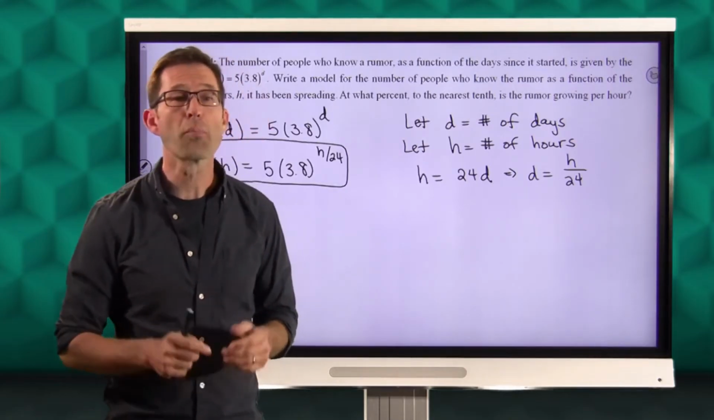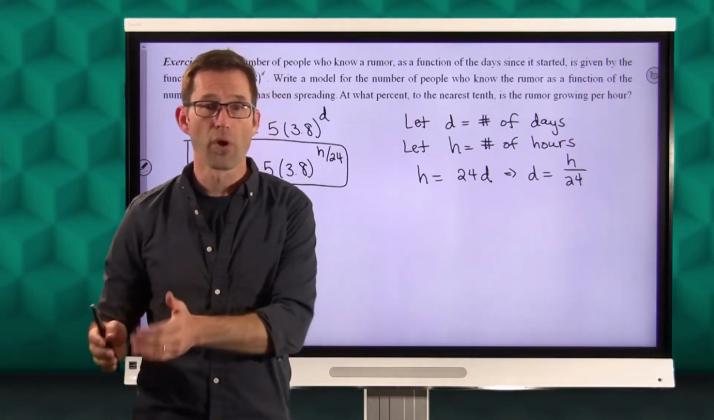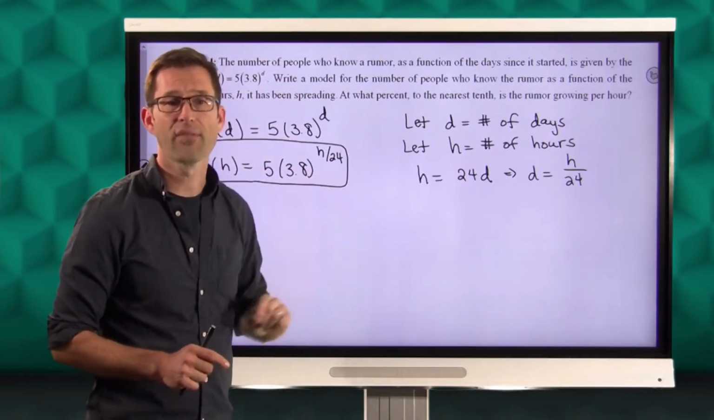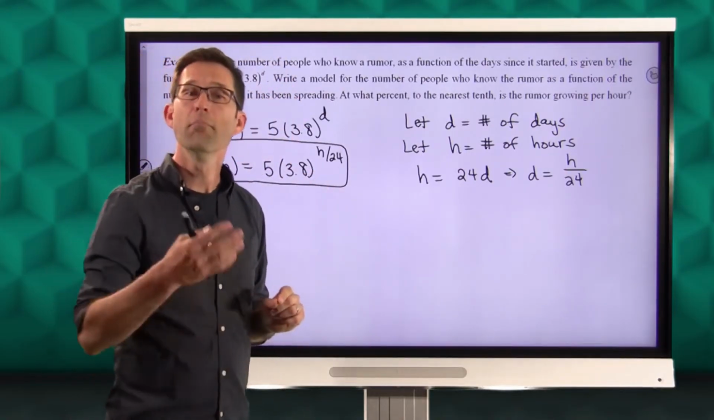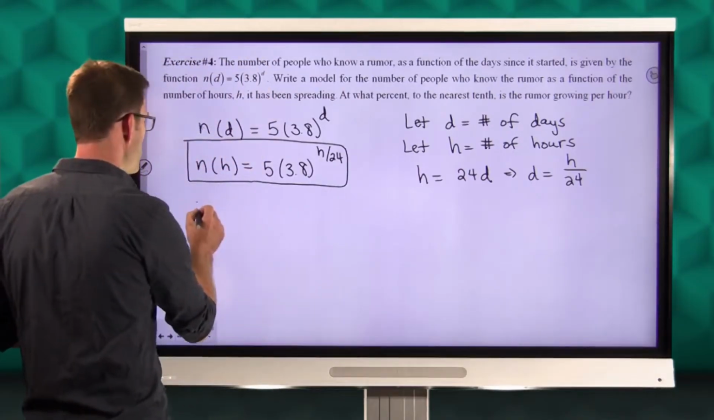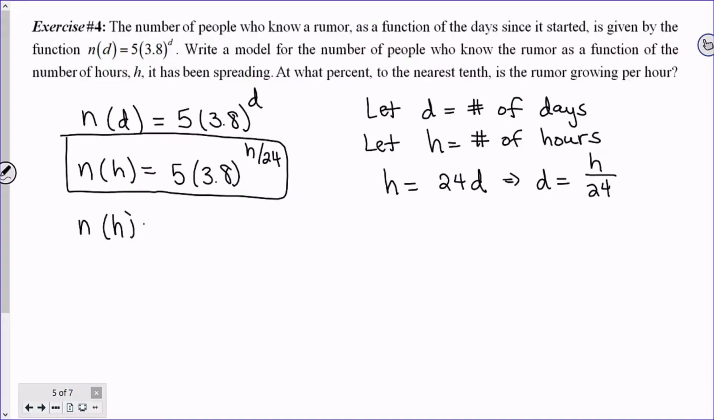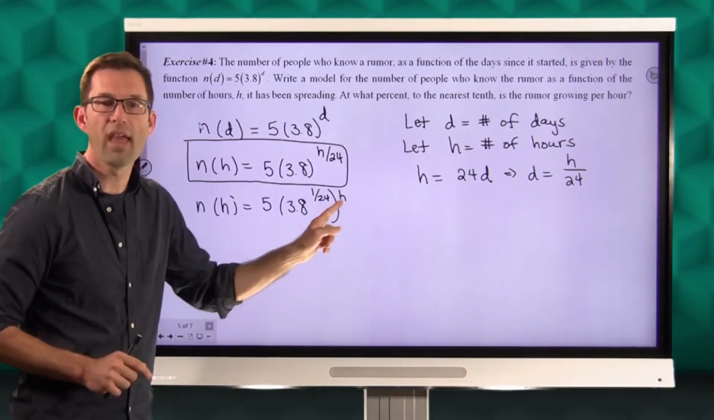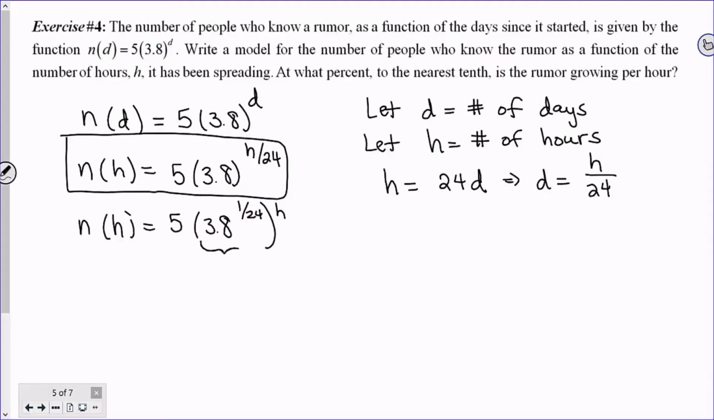But if we want to know the percent that the rumor is spreading per hour, now we've got to just have an h up here. We can't have an h divided by 24. But we play exactly the same game we did before, which is that we just manipulate this a little bit and we rewrite it as 3.8 to the 1/24th, all to the h. Again, the beautiful thing is we now have it as a times b to the h. All right, we just have to use our calculators to figure this out.